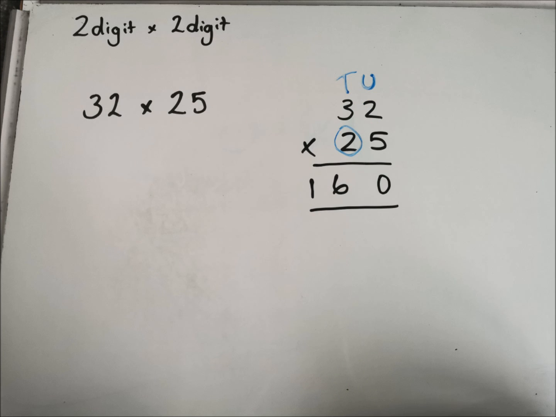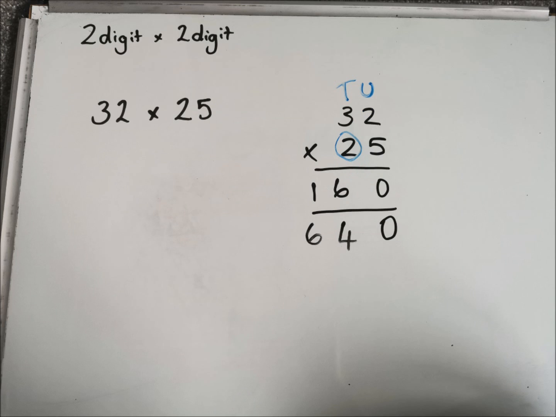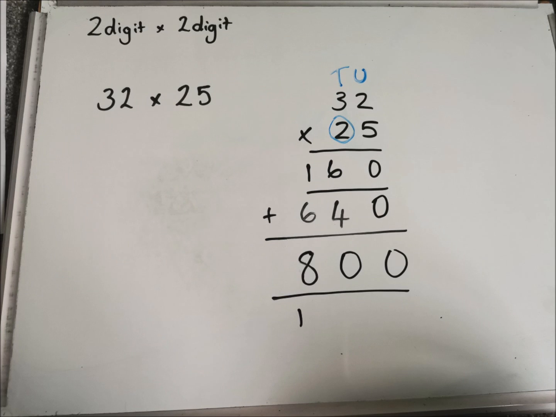The next bit we move on to doing 32 times 20, so we put that 0 placeholder in underneath, and then we can times everything by 2. So we do 2 times 2, which gives us 4, put that answer in the tens column, and then we do 2 times 3, which is 6, put that answer in the hundreds column. We now need to add those two answers up. So hopefully if you've used your addition strategies, you will have got 800 for that answer.